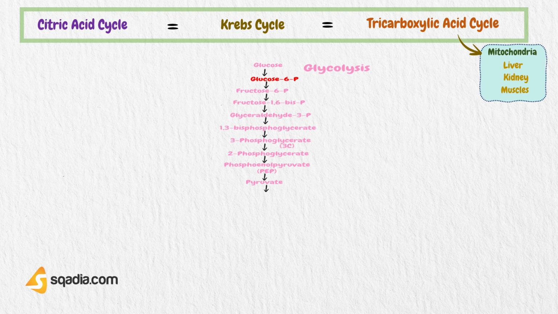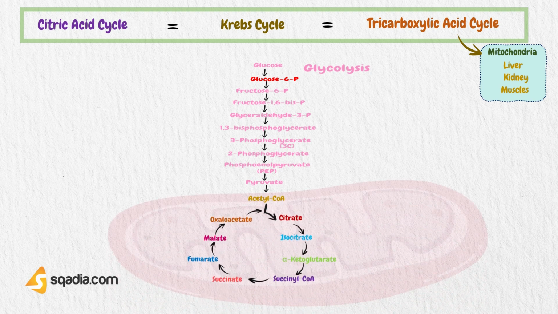Glyceraldehyde 3-phosphate was used further, and it was converted into 1,3-bisphosphoglycerate. This was then converted into 3-phosphoglycerate, then 2-phosphoglycerate, and then it was converted into phosphoenol pyruvate that gave rise to pyruvate molecules. Pyruvate is formed in the cytosol of the cell, then imported into the mitochondria. Here, it is converted to acetyl coenzyme A and imported into the mitochondrial matrix.